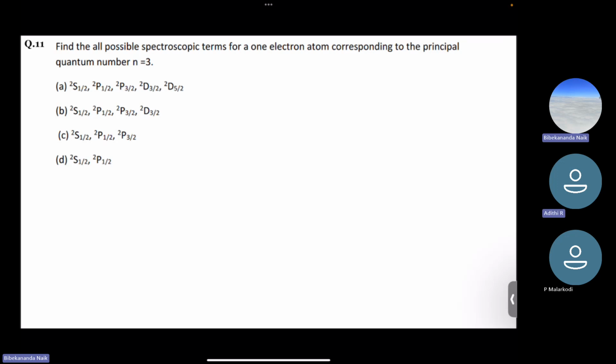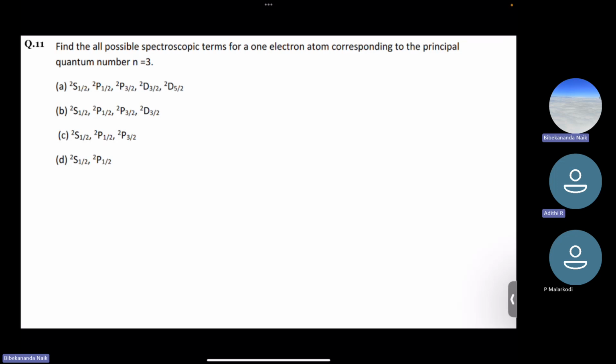Sir, is it option A? Absolutely correct. So it will be option A. So how did you reach the answer? Can you explain?